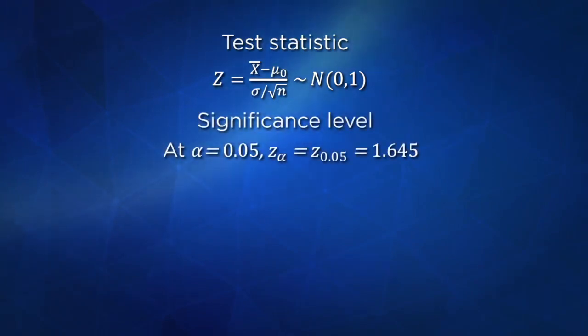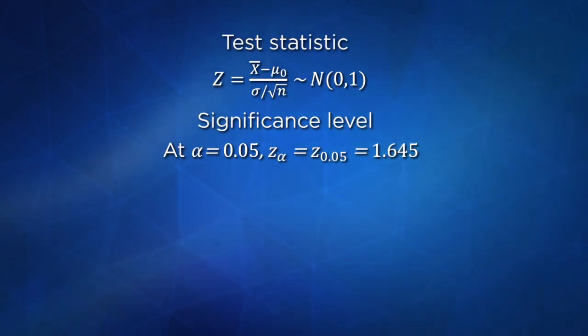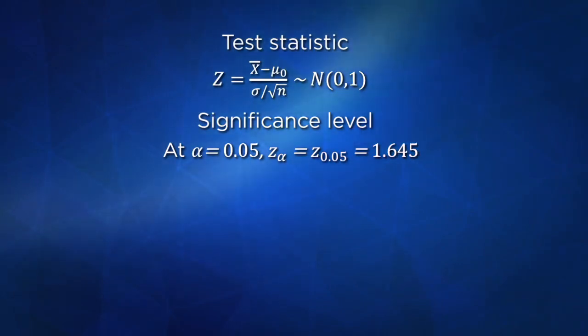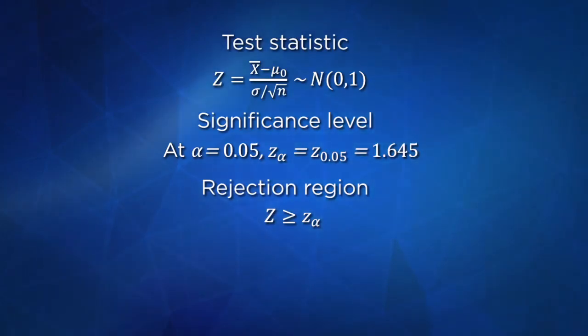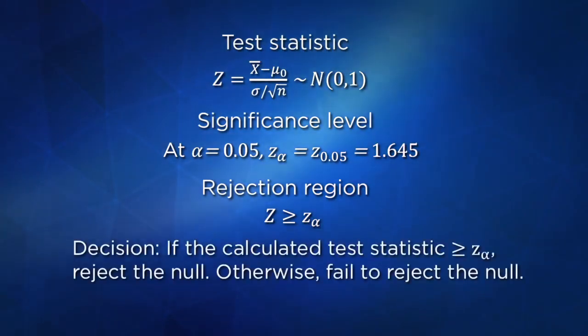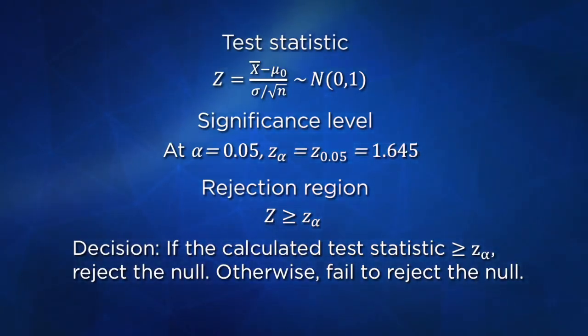And we know that follows a normal distribution. The significance level here is alpha. We can set an alpha equal to, say, 0.05, which would give us a z critical value of 1.645. Right, next we need a rejection region. And so we're going to reject for values of our test statistic z that are greater than or equal to that z alpha, that critical value. And then lastly, we have to make a decision. If our test statistic is greater than our critical value, we reject the null hypothesis. Otherwise, we fail to reject.